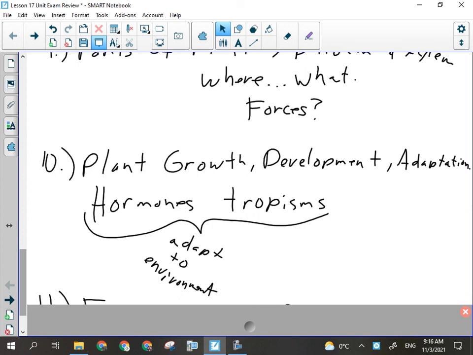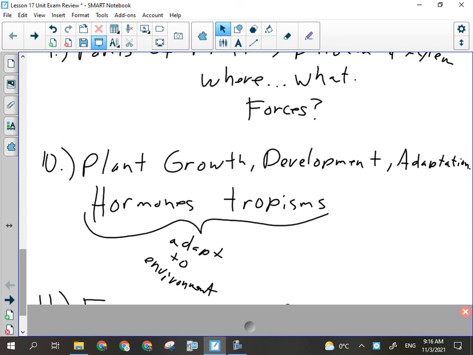Auxins, right? It secretes auxins to one side. That side grows faster or longer than the other side, and that causes the plant to bend. That's the mechanism. That has to be part of your explanation for a tropism question.